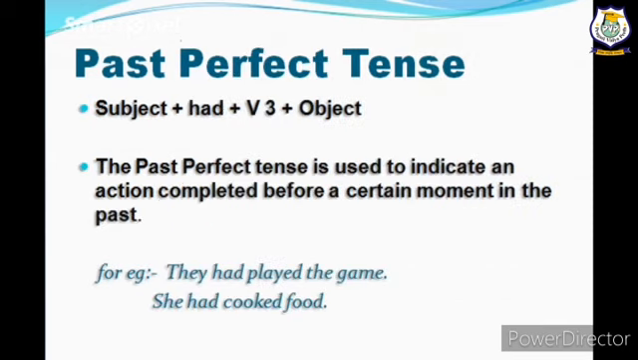Past perfect tense: subject plus had plus verb third form plus object. The past perfect tense is used to indicate an action completed before a certain moment in the past. For example, they had played the game, she had cooked the food.